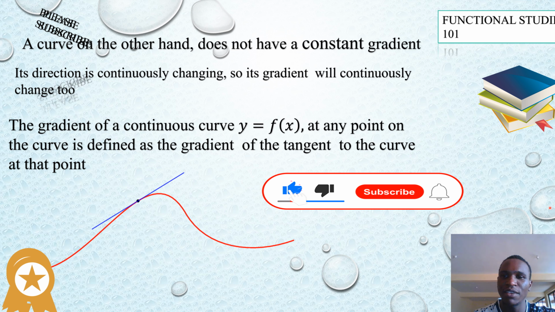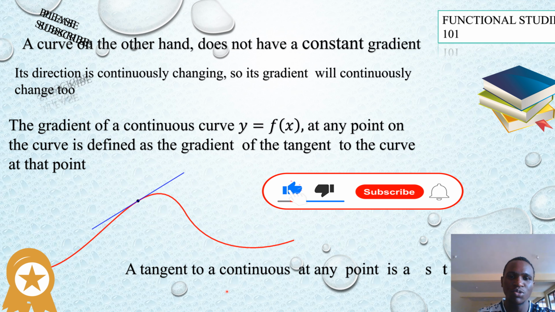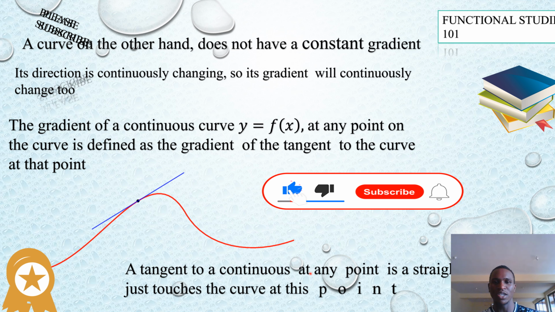So by definition, a tangent to a continuous curve at any point is just a line that touches it at one point. Like I said, no matter how you extend the line, it will touch the curve only at that point. So that's defining the gradient of the curve at that point.